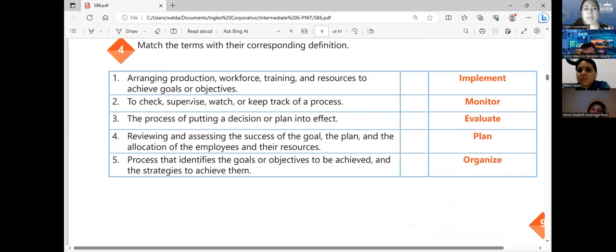And what I need you to do is match them with the correct definition. So we have the definitions as: arrange production, workforce training, and resources to achieve goals or objectives. Then we have: to check, supervise, watch, or keep track of a process. The process of putting a decision or plan into effect, reviewing and assessing the success of the goal, the plan, and the allocation of the employees and their resources. And a process that identifies the goals or objectives to be achieved and the strategies to achieve them.